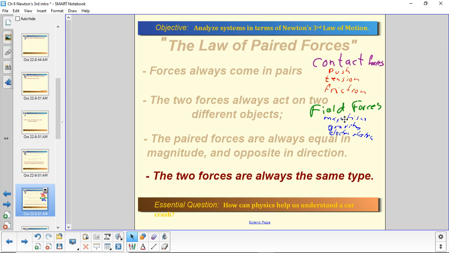If you have a magnet pulling on a piece of metal, the metal is pulled toward the magnet, but at the same time, the magnet is pulled toward the metal. And it doesn't matter if they're touching or not, but the type of the force between those two is always the same. Magnetism in the case of magnets, contact force in the case of the ball and bat. And that's true of any type of force in any pair of objects.